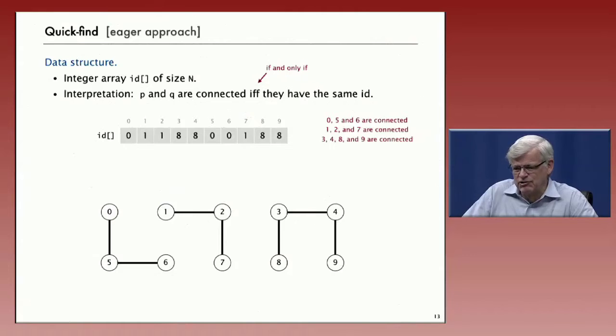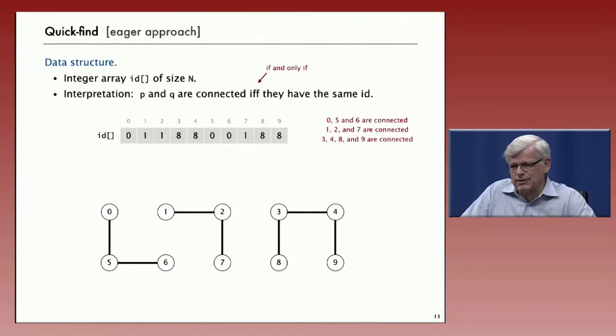For example, with our 10 objects, the ID array that describes the situation after 7 connections is illustrated in the middle of the slide. At this point 0, 5, and 6 are all in the same connected component because they have the same array entry 0. 1, 2, and 7 all have entry 1, and 3, 4, 8, and 9 all have entry 8. So that representation shows that they're connected.